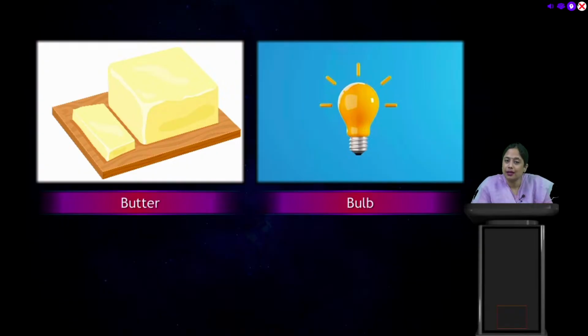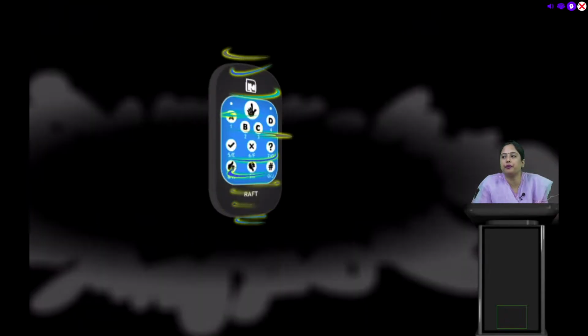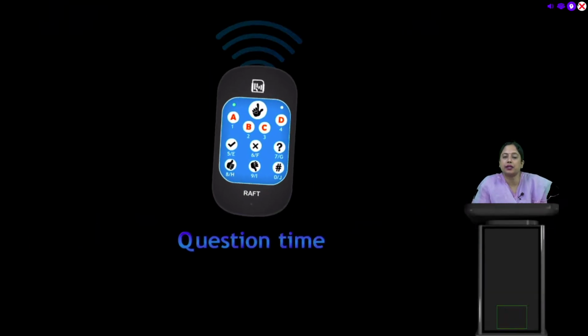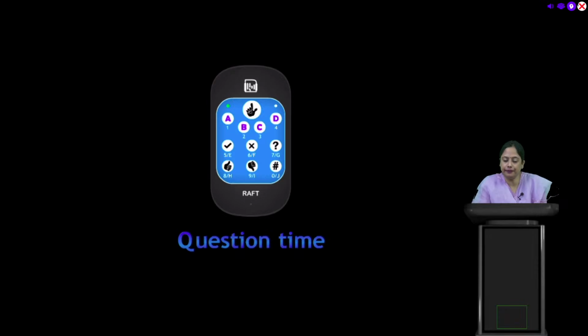Again, the letter U has more than one sound. Butter and bulb. So the letter U is sometimes pronounced as U, sometimes as A, sometimes as U, the longer U. So how will you know it? The more you practice, as I said, the better you become at it. Okay?